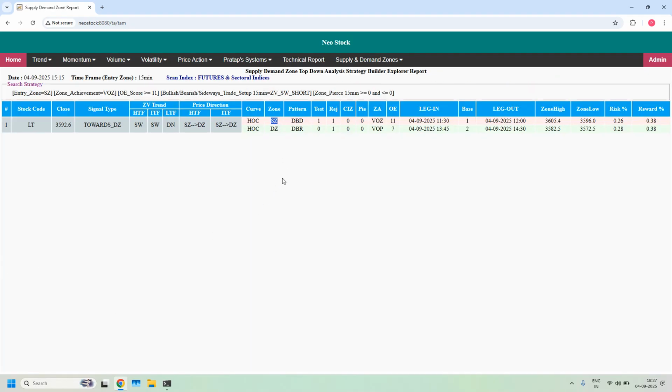So this 75-minute supply zone supporting sideways short trade setup for daily income trade. This is the 15-minute supply zone. Okay, next.